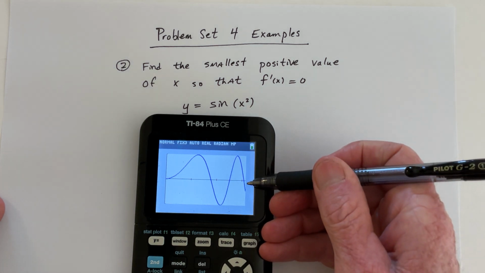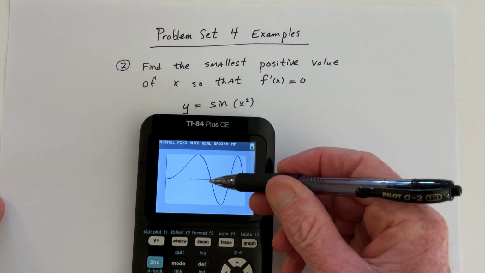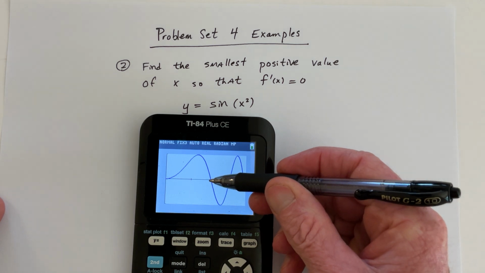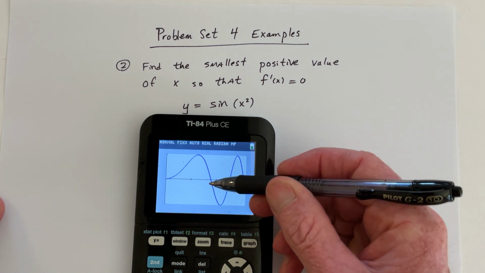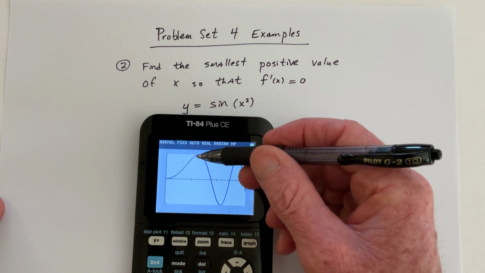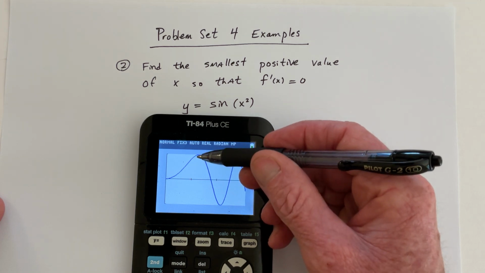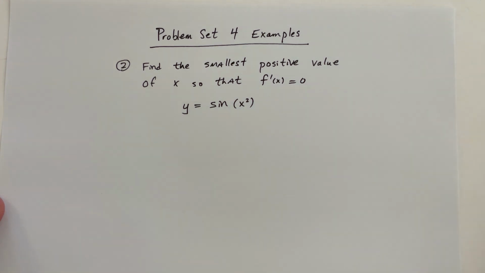So if this is pi, this is about pi over 2. So this is, pi over 2 is 1.5 something. So this is maybe like 1.2 or so. Let's see.